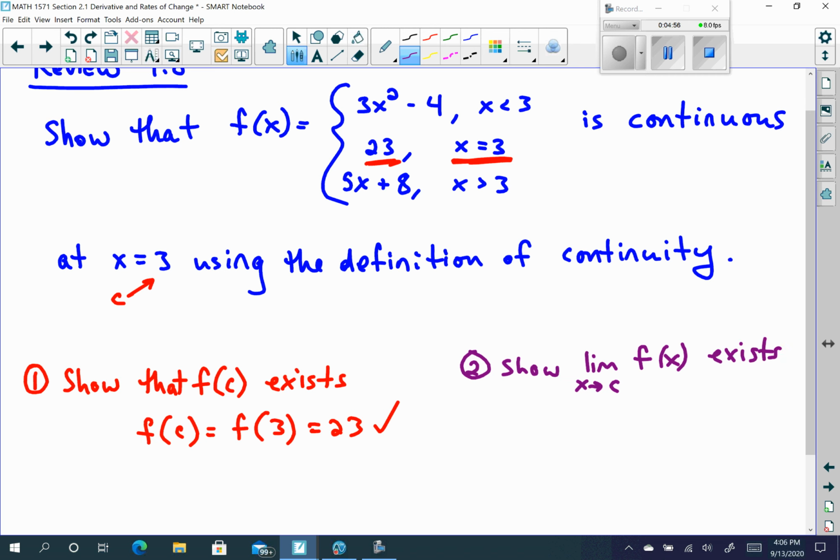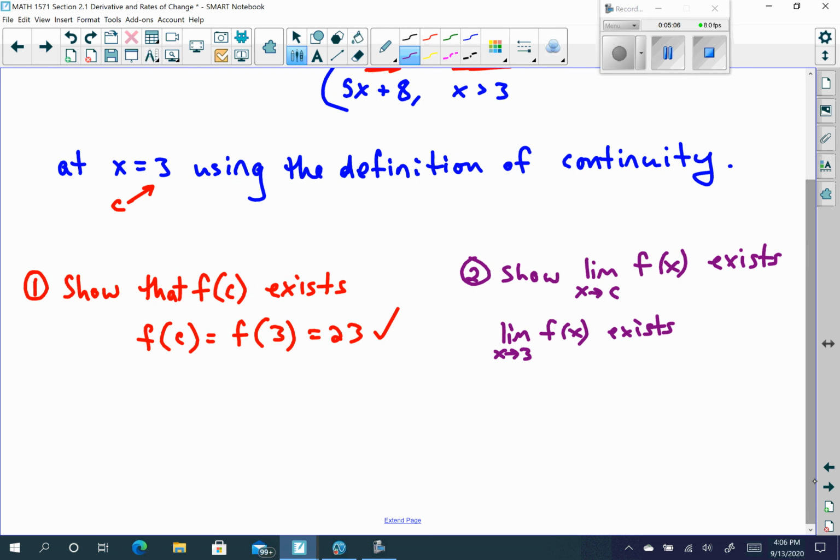So in this case, we want to show the limit as x approaches 3 of f of x exists. Well, because this is a piecewise function, we have to show the two one-sided limits. So that's what I'm going to start with. The limit as x approaches 3 from the left of f of x.